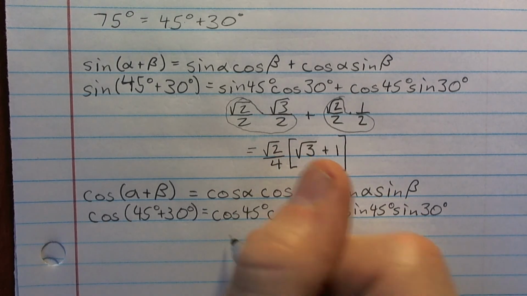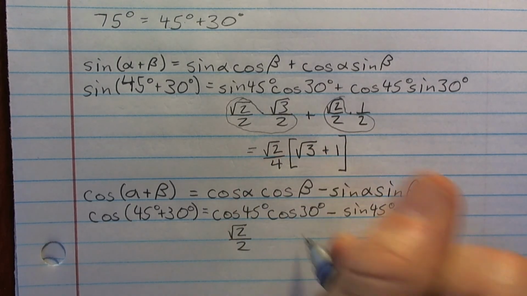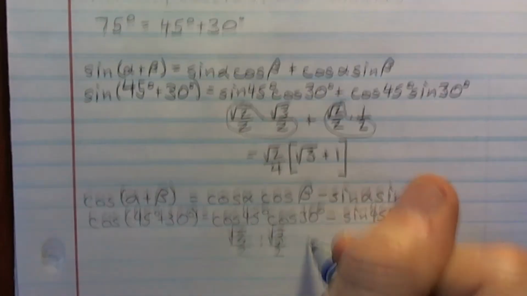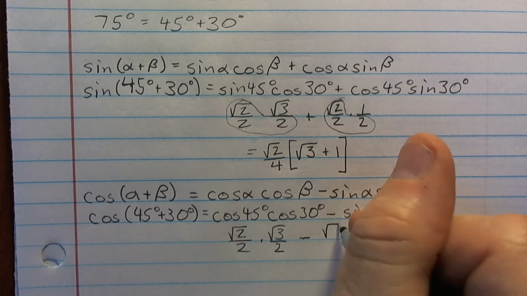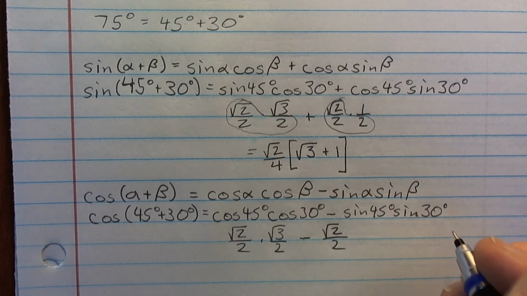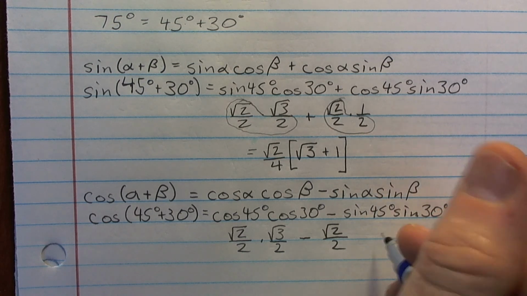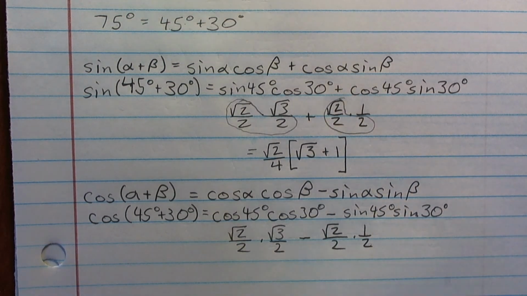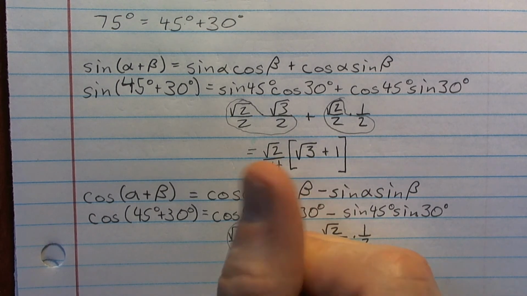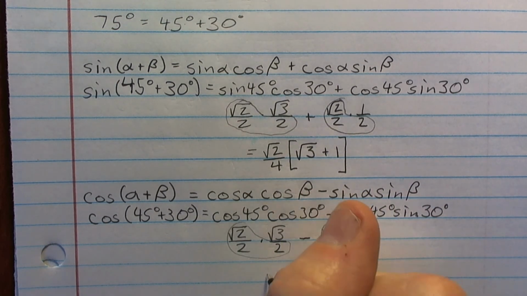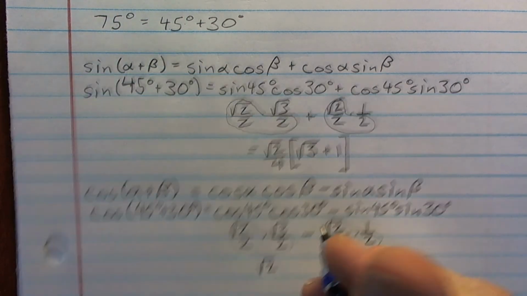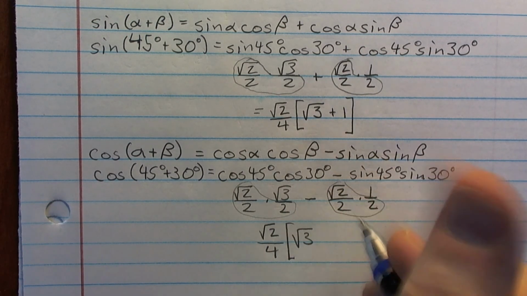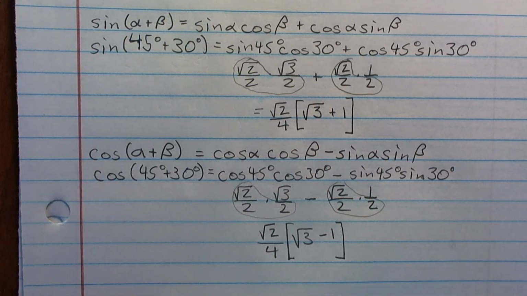Okay, now we just look to our unit circle, get the square root of 2 over 2, square root of 3 over 2, minus square root of 2 over 2, and then this was going to be 1/2. There we go. So then we can factor out the square root of 2 over 4 again, and we get the square root of 2 over 4 times the square root of 3 minus 1. Like that.